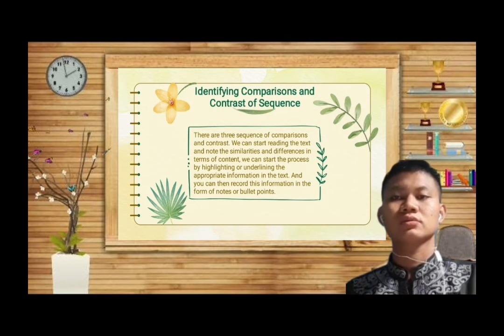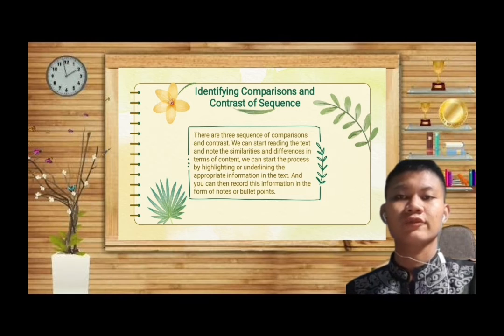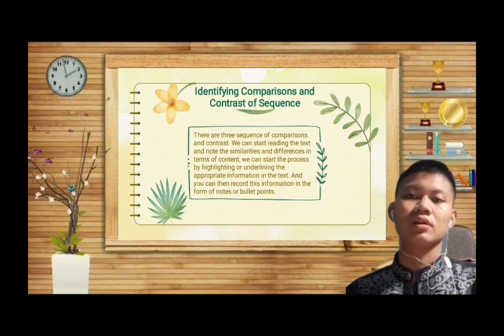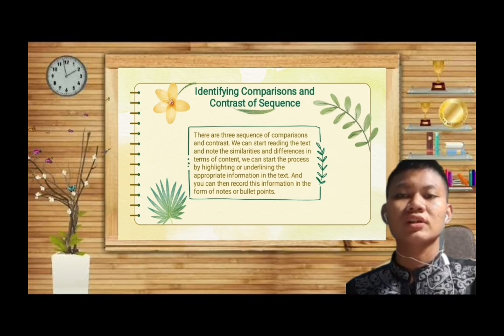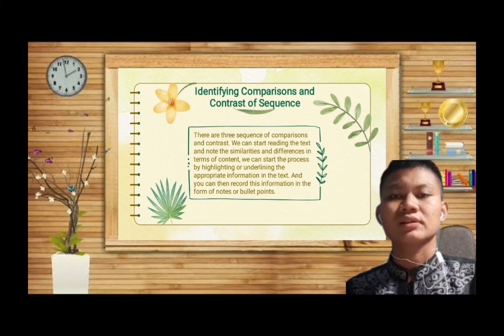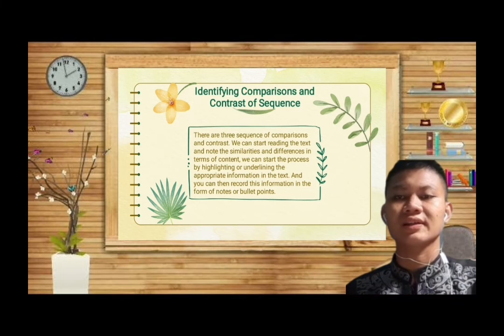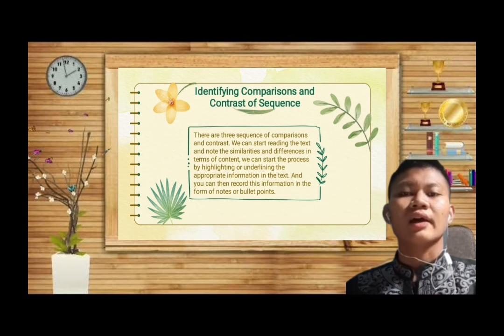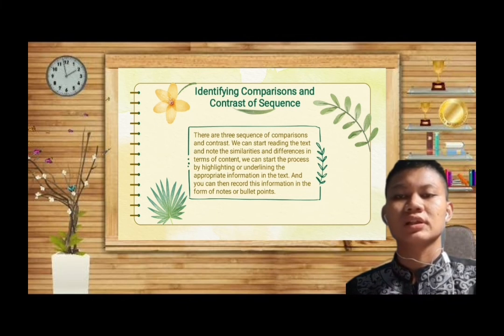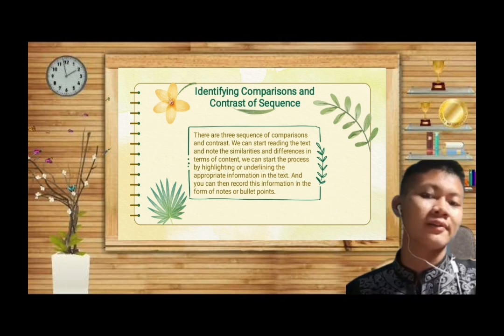I would like to explain about identifying comparison and contrast of sequence. There are three sequences of comparison and contrast. We can start reading the text and note the similarities and differences in terms of content. We can start the process by highlighting or underlining the appropriate information in the text, and you can then record this information in the form of notes or bullet points.